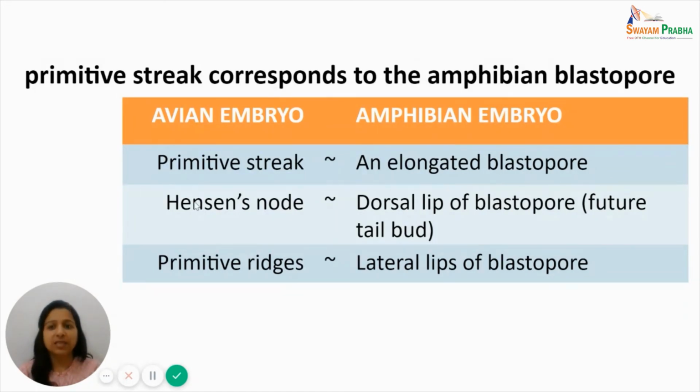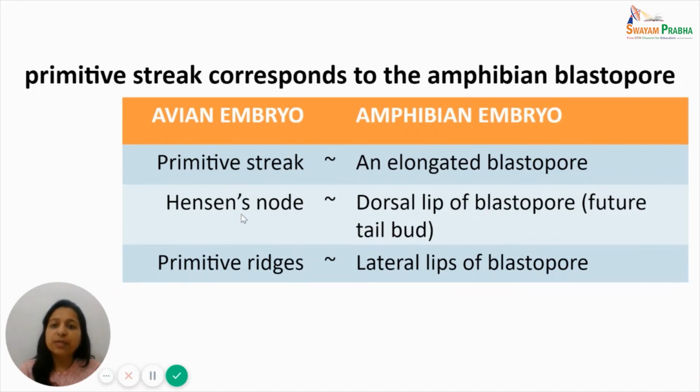In avian embryo, there are certain structures which are formed equivalent to the structures which are formed in the amphibian embryo. As you can see here, the primitive streak is considered analogous to an elongated blastopore of the amphibian embryo. In amphibian blastopore, we studied that all the cells were entering through that blastopore to get into the interior of the embryo. Similarly, in avian embryo, we have studied that all the cells have migrated, or the major gastrulation movements occur through the primitive streak and the Hensen's node.